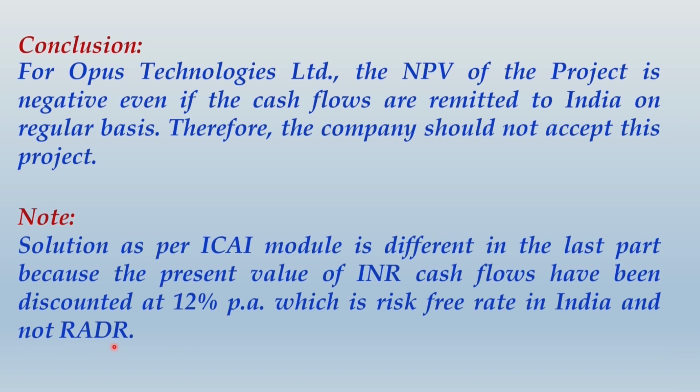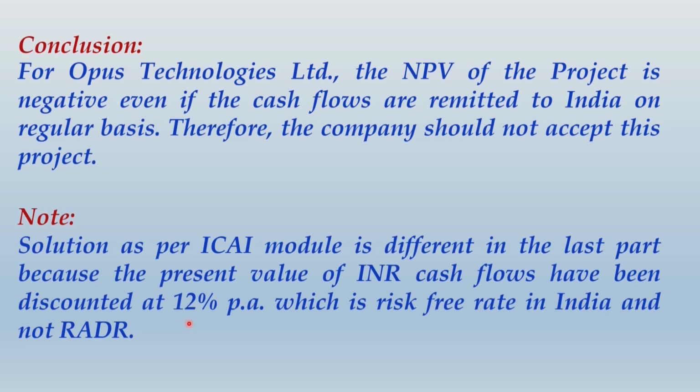So that was not RADR, correct? The risk free rate in China was 10 and in India was 12. So if the risk adjusted rate in China is 11.39%, RADR in India cannot be 12%. It has to be worked out as 13.415%, whatever we calculated earlier, in that way.